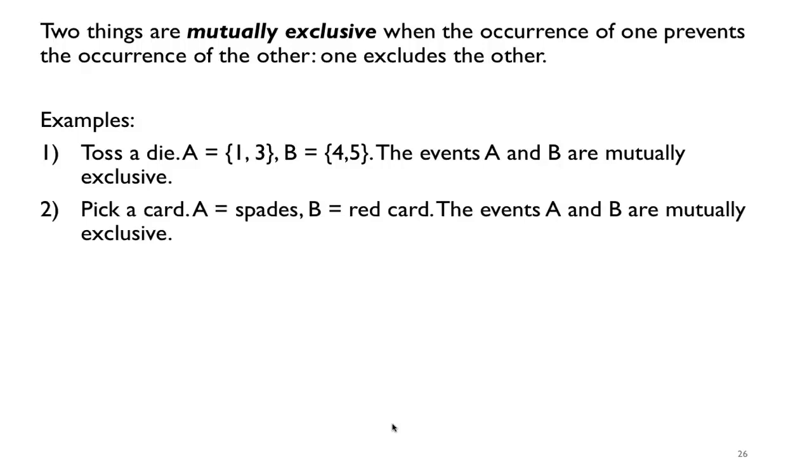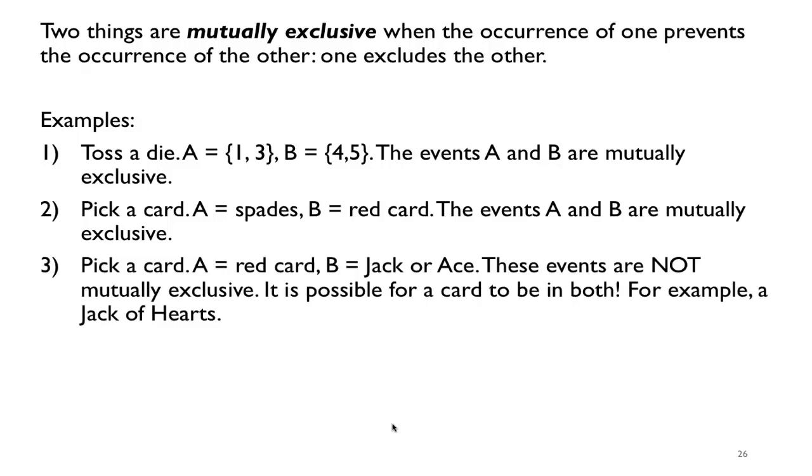So pick a card. If A is a spade and B is a red card, then again these events are mutually exclusive. If you got a spade, then it's not red, and if you get a red card, then it cannot be a spade. Now pick a card, with A being a red card and B being a jack or an ace. These events are not mutually exclusive, because it's possible that a card is in both. It's possible that a jack is a red card, a red jack like the jack of diamonds, or an ace of hearts. So these events are not mutually exclusive.